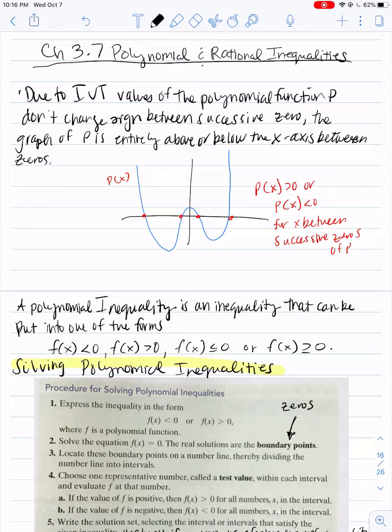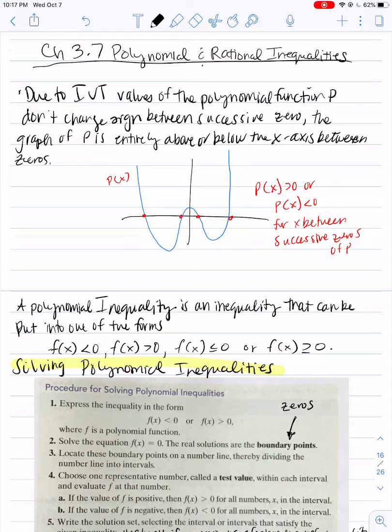In this video, we're going to be going over chapter 3.7, Polynomial and Rational Inequalities. Due to the intermediate value theorem that we learned in a previous lesson, the values of the polynomial function p don't change sign between successive zeros. The graph of p is entirely above or below the x-axis between zeros.